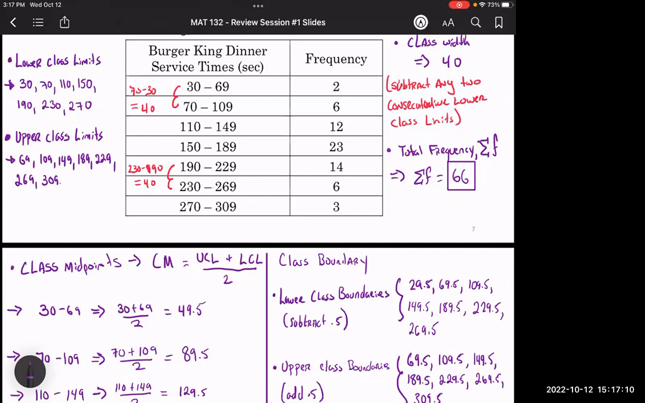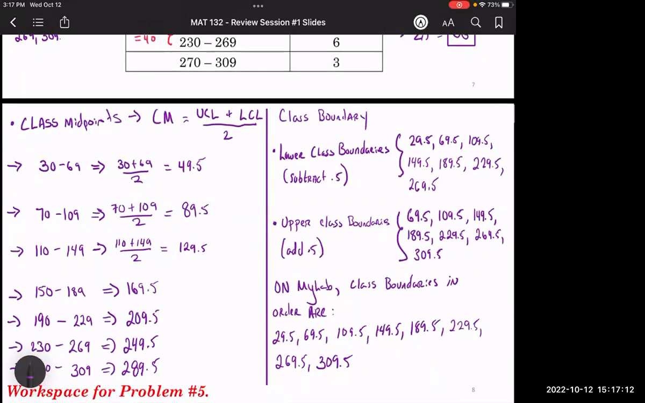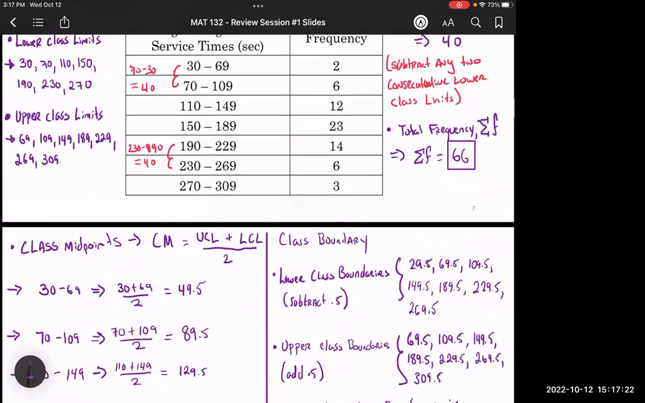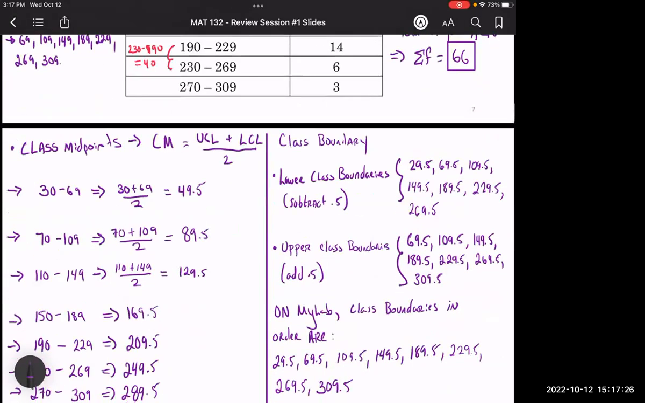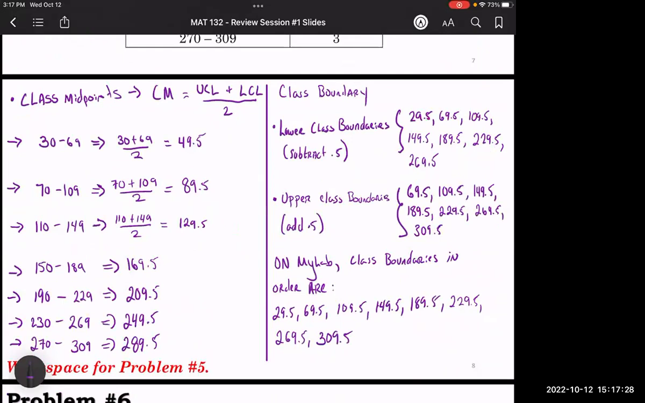Yes, Edwin? For the class width, we say subtract any 2 consecutive. That's right. That can apply for both the lower and upper. Yeah, you can do it also for the upper if you like. 69 to 109, 109 to 149, still works. It's just more convenient to say lower class limits.